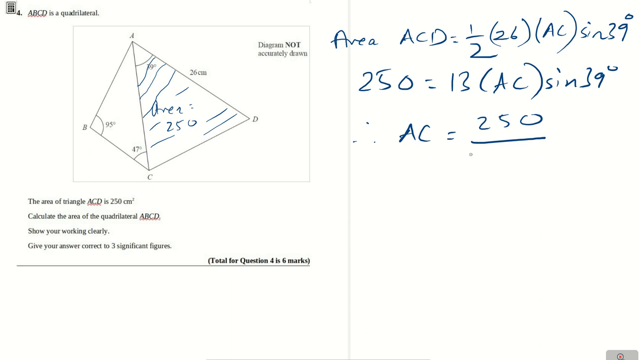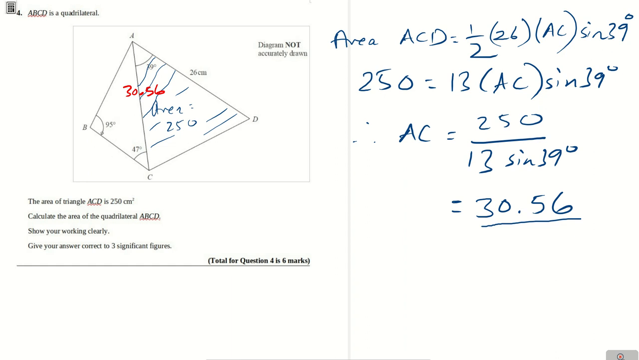Therefore, AC is going to equal 250 divided by 13 sine 39 equals, and if you put that into the calculator, you should get something like 30.56. Okay, now that's AC. So if I write that on here, AC we know is 30.56.